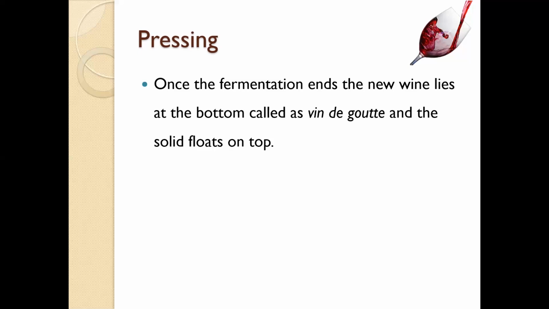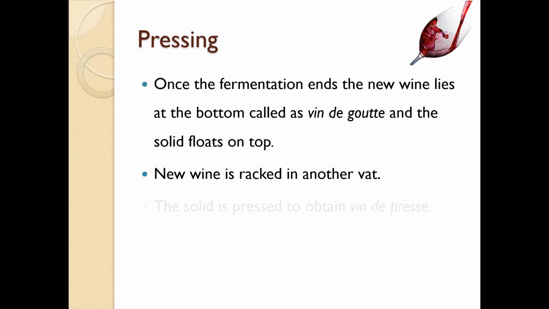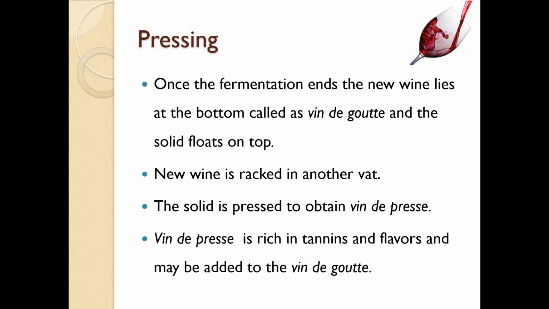Once the fermentation process is towards the end, the pressing of that particular wine is done. Pressing is done for a certain purpose. Once the fermentation ends, the new wine lies at the bottom, called vin, and the solids float on the top. This new wine, called vin, is collected first. That new wine is racked into another vat, and the solid which is left is then pressed with the help of a press. This pressing extracts the further leftover wine. This wine is called vin de presse, which is high in tannins, high in minerals and high in flavors. This vin de presse is then added to the vin, balancing the flavors and the tannins in the wine.